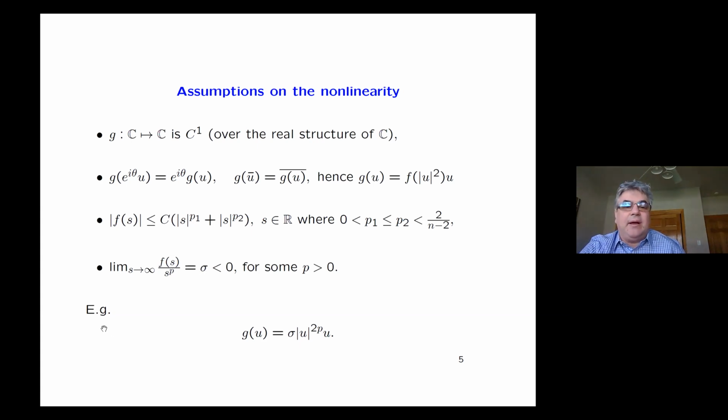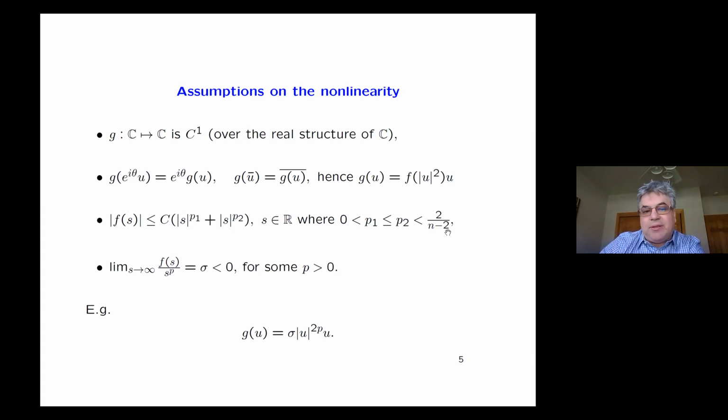One simple example of such a nonlinearity is the power nonlinearity. This is the function that will satisfy exactly this hypothesis with P equal to this P in here, in which case you can choose P1 and P2 equal to P, and P has to be between 0 and 2 over n minus 2. Otherwise, if it's higher than 2 over n minus 2, the nonlinearity may not transform H1 functions into H minus 1, which are the usual spaces in which we work with this equation.